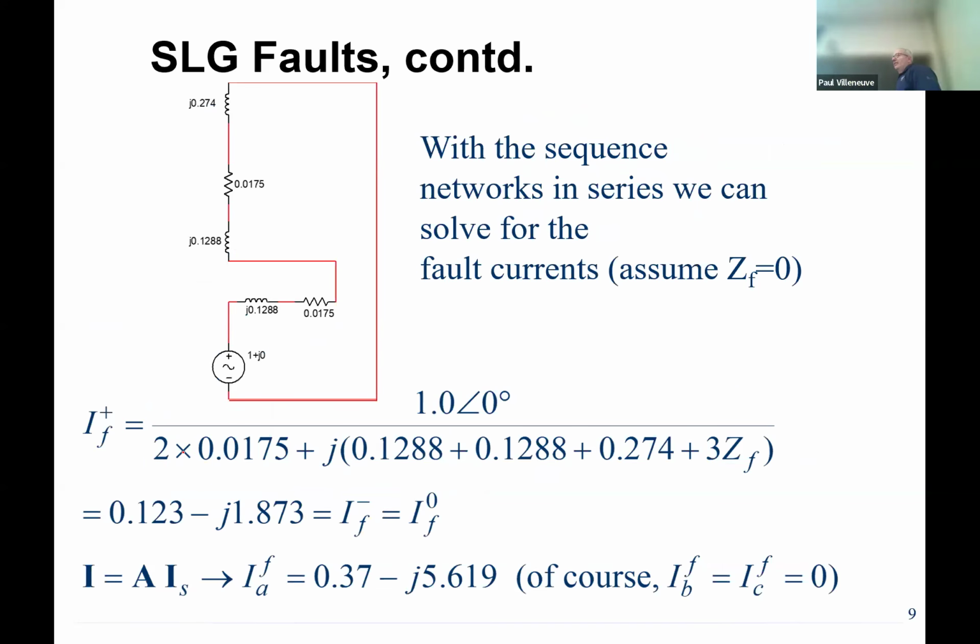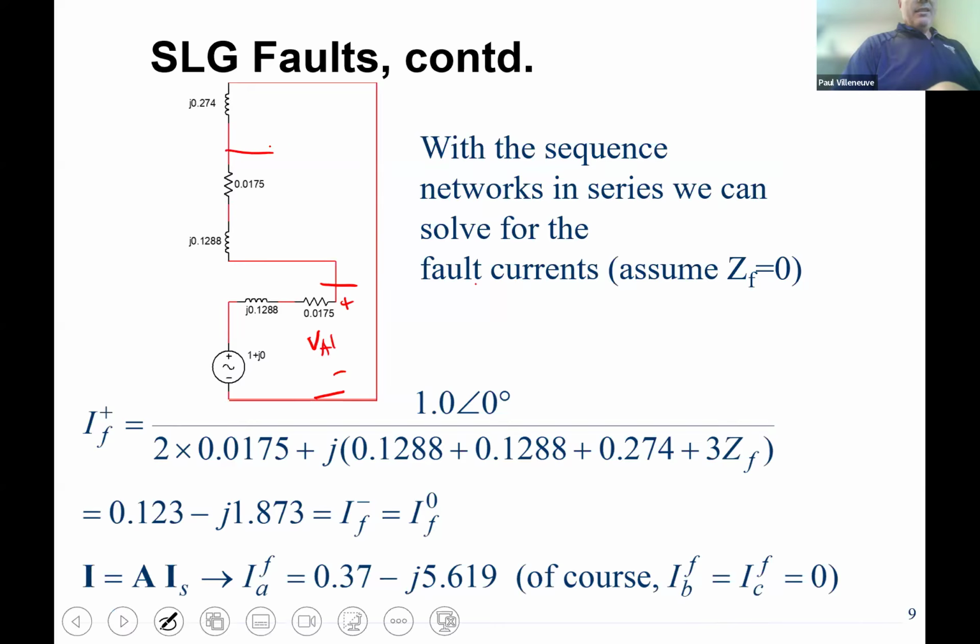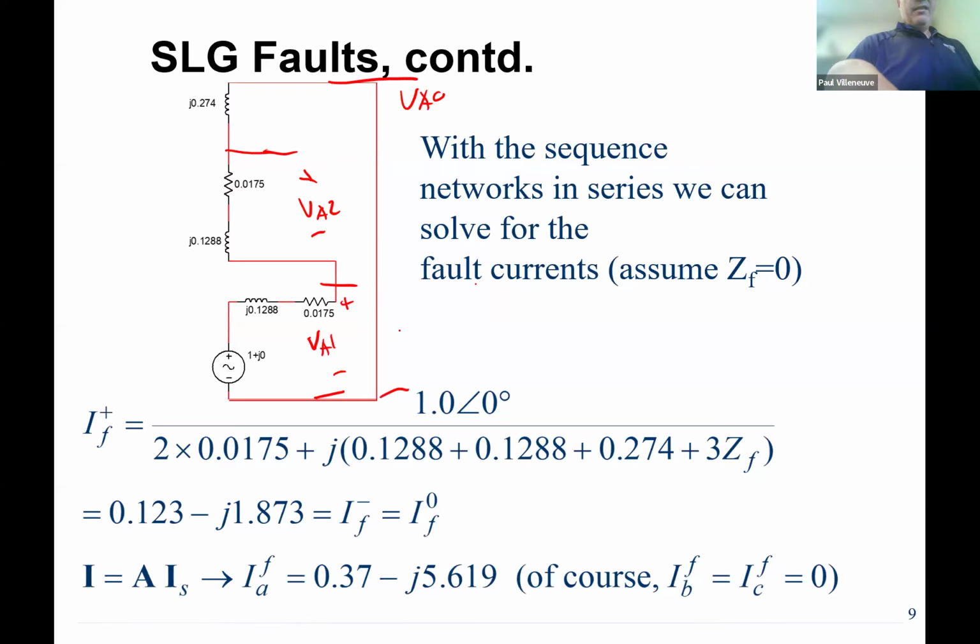So here are my three network diagrams. Here is my positive sequence. Here is my negative sequence. And here to here is my zero sequence diagram. And then the currents are doing this. They flow that way.